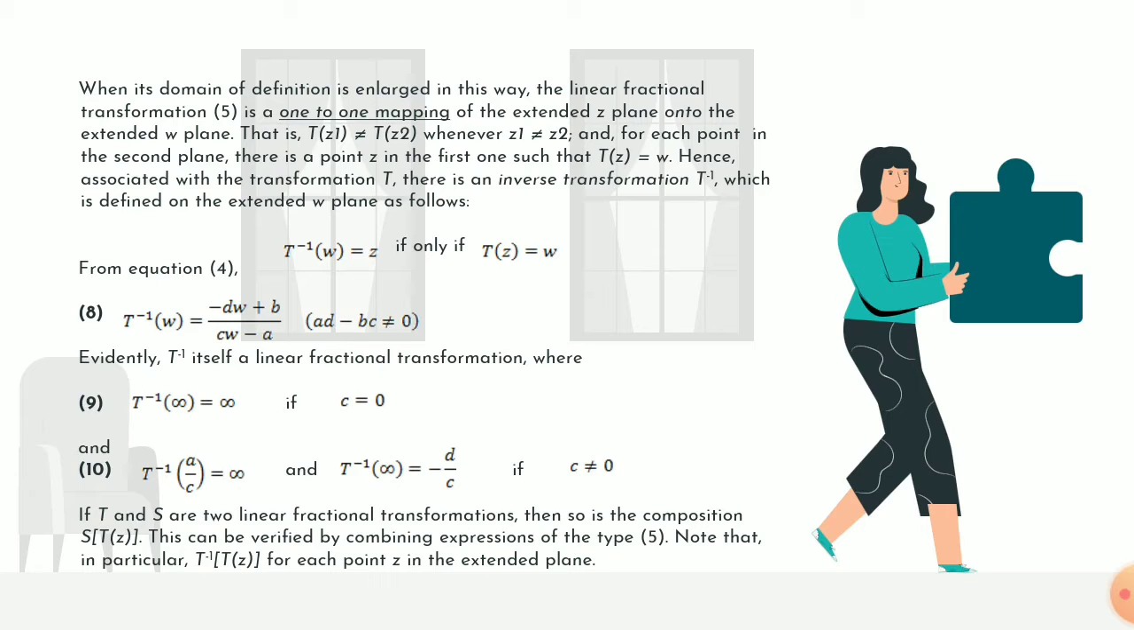If T and S are two linear fractional transformations, then so is the composition S(T(z)). This can be verified by combining expressions of the type 5. Note that, in particular, the inverse transformation of T(z) returns z for each point z in the extended plane.